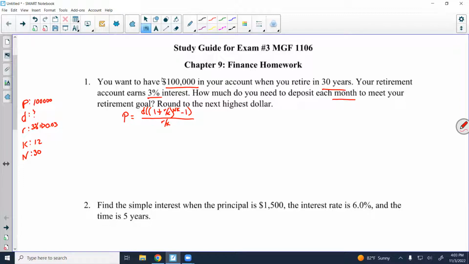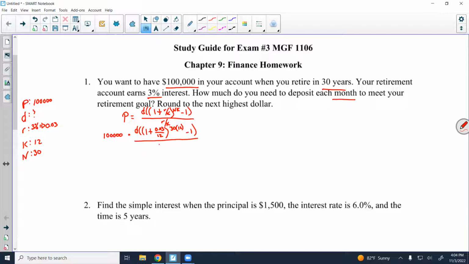So that's the hardest part of these problems: determining which equation to use, and then finding out all the information from the written problem. So now we just replace the variables with the values that we've determined they are. So as I said, P is 100,000. We don't know what D is. R is 0.03. K is 12. N is 30. K is 12. Minus 1.